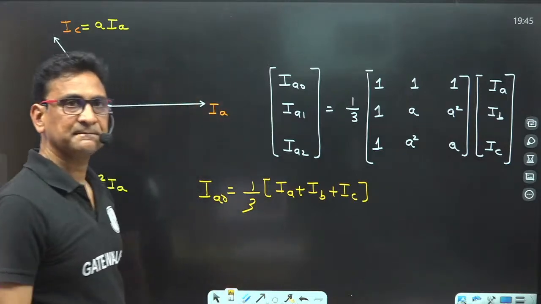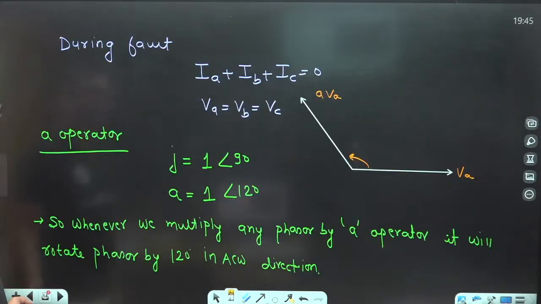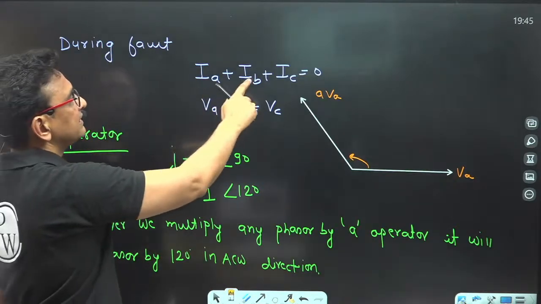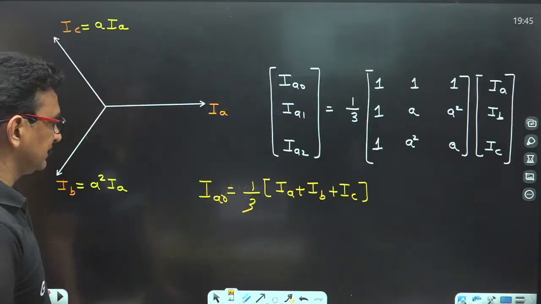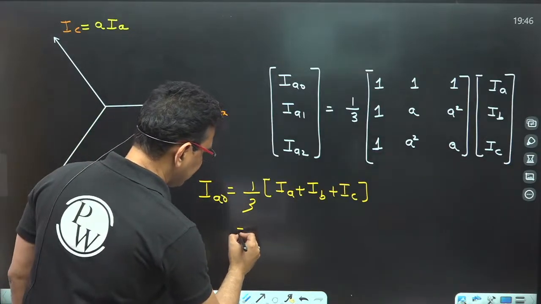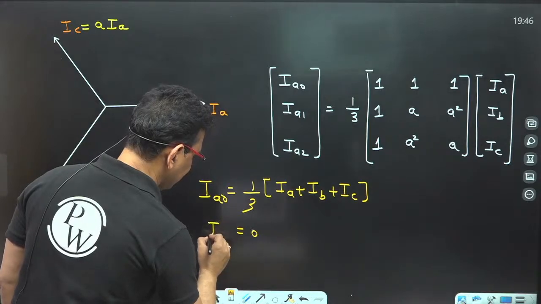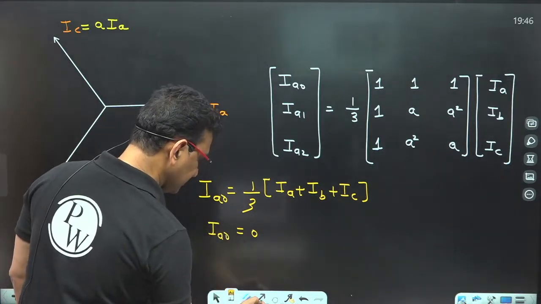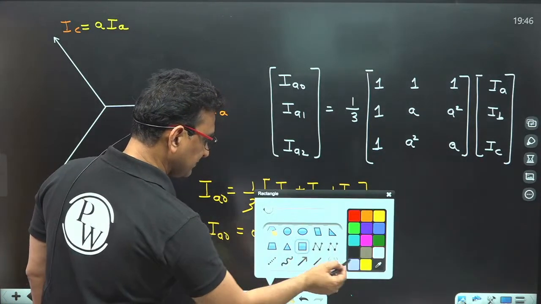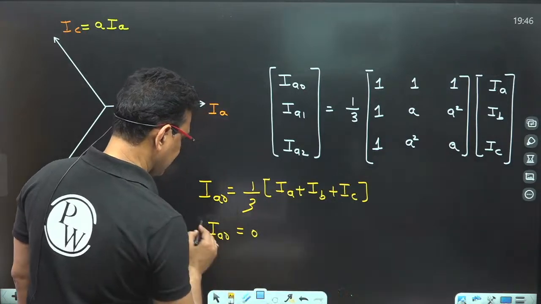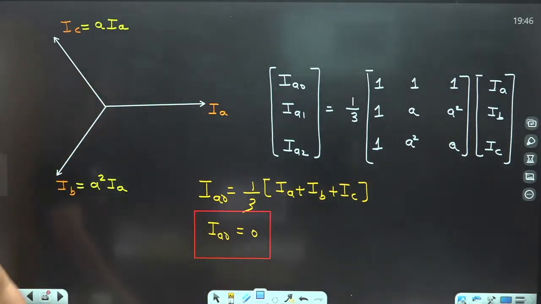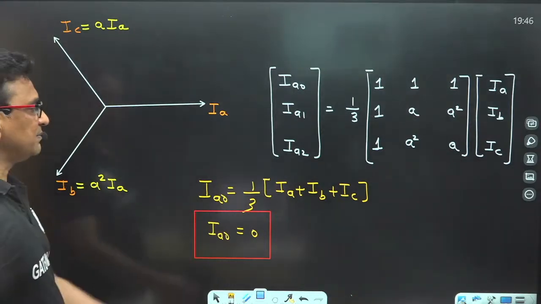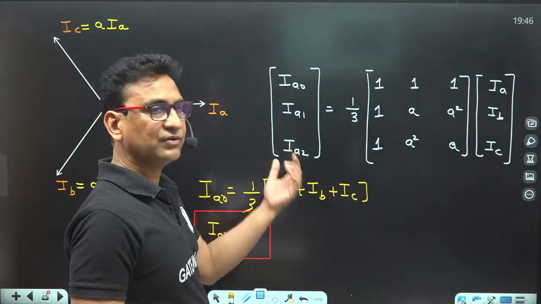This is clear. Now I just told you the IA plus IB plus IC, the phasor sum of all these currents, is equivalent to 0. That means IA0 is equivalent to 0. So no zero sequence current will flow in case of symmetrical fault. Clear? Now let us come to whether the negative sequence current will flow or not.